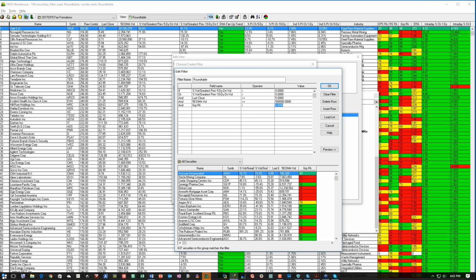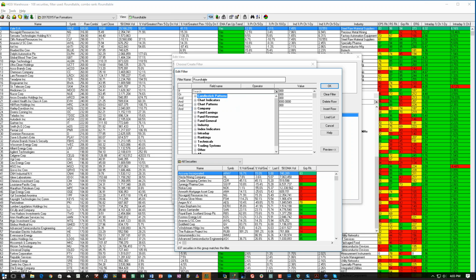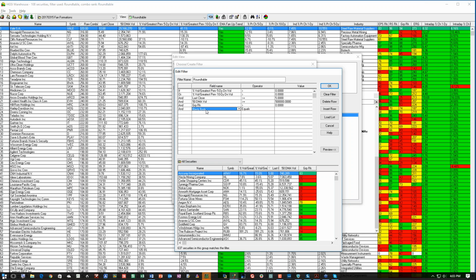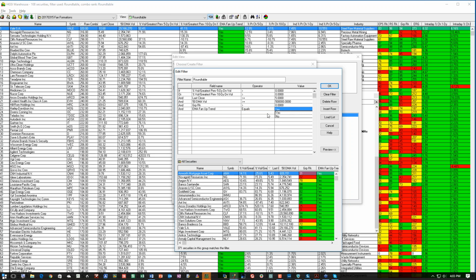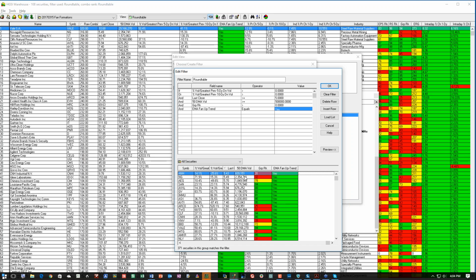The next field is going to be the fan, and you can put these in any way you want to. I just kind of built this at random. EMA fan uptrend equals yes. If I look at this column right here, you can see that everything's yes, and we're down to 371 securities at this point.